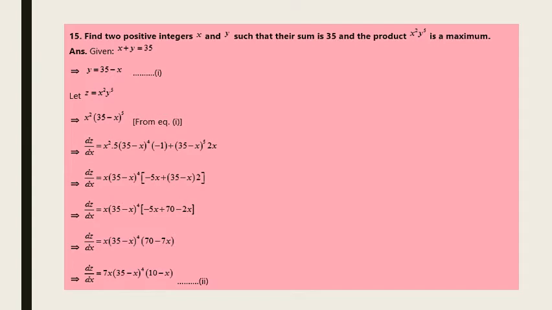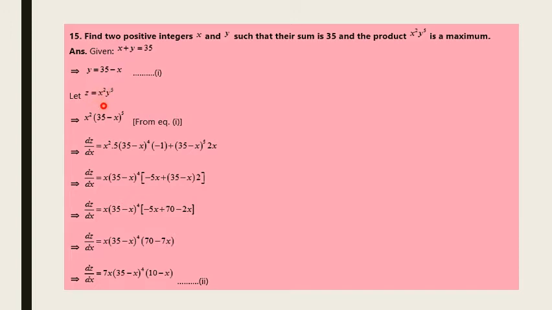A similar question, number 15. Let's read it. Find two positive integers x and y such that their sum is 35 and the product x square y raised to 5 is a maximum. So, as in the previous case, let's take this as P or Z, any alphabet. So Z is equal to x square into y raised to 5.